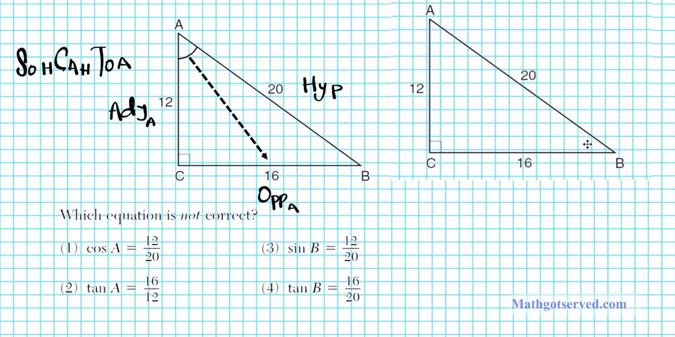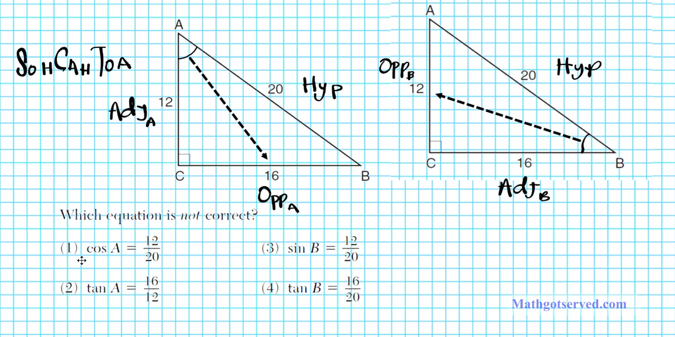And then in this triangle, if we want to generate ratios for angle B, this would become our new reference angle, which means that this side right here will be the opposite for angle B. And then this will be the adjacent for angle B. And then this is the hypotenuse, which is the same. It doesn't really matter if it's A or B. So you see how this interchanges.